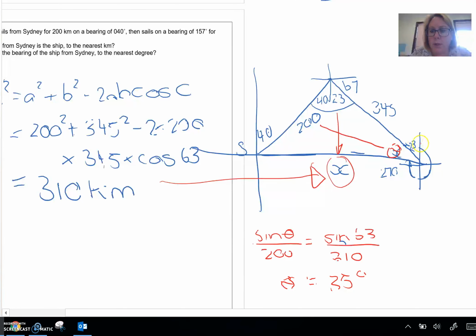Now the question is, what is the bearing around here? Well, the bearing is 360 degrees minus this 23, because of alternate angles, minus the 35, and that will give you your answer: 302 degrees.